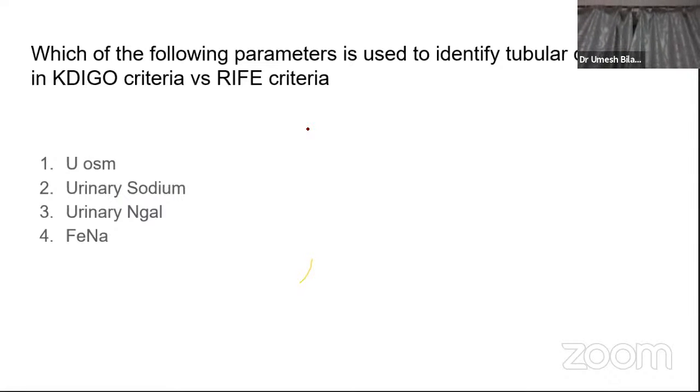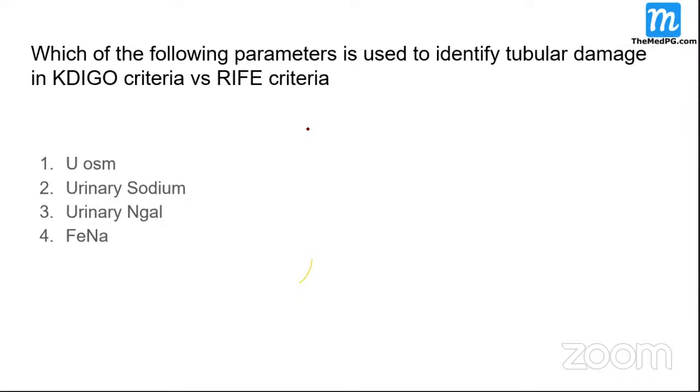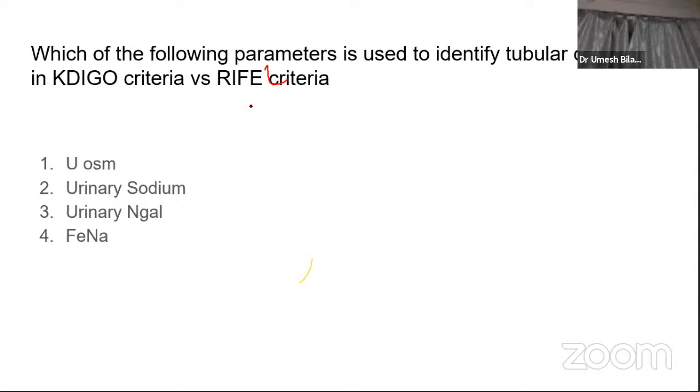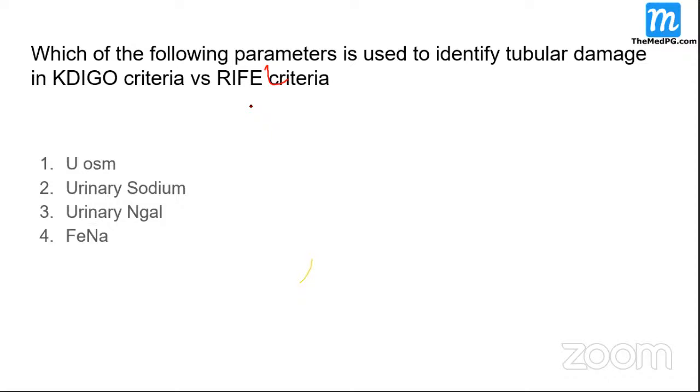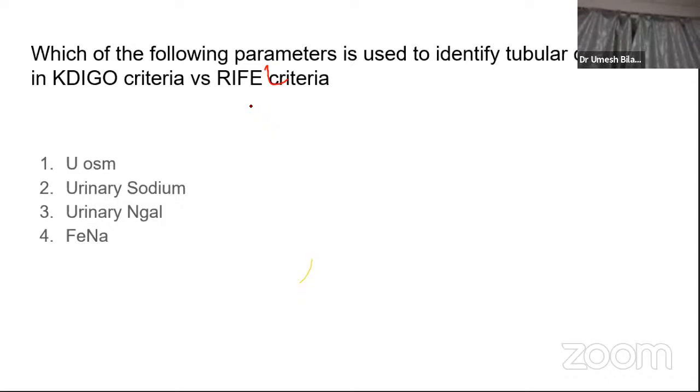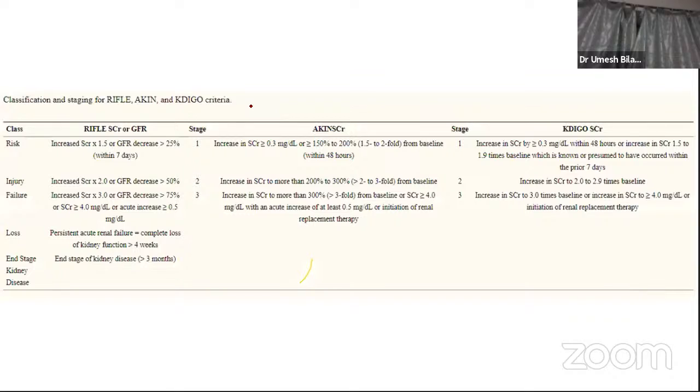Which of the following parameters is used to identify tubular damage in KDIGO criteria versus RIFLE criteria? Which of them suggests urinary or kidney damage? NGAL. Good, thank you. Whatever the criteria, that is the one thing which has been used. NGAL. Now let us know these criteria a bit. They can ask some questions on these criteria.